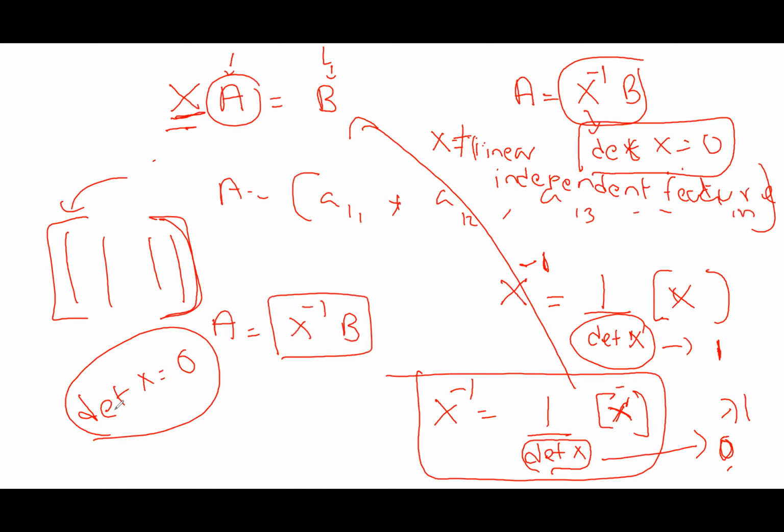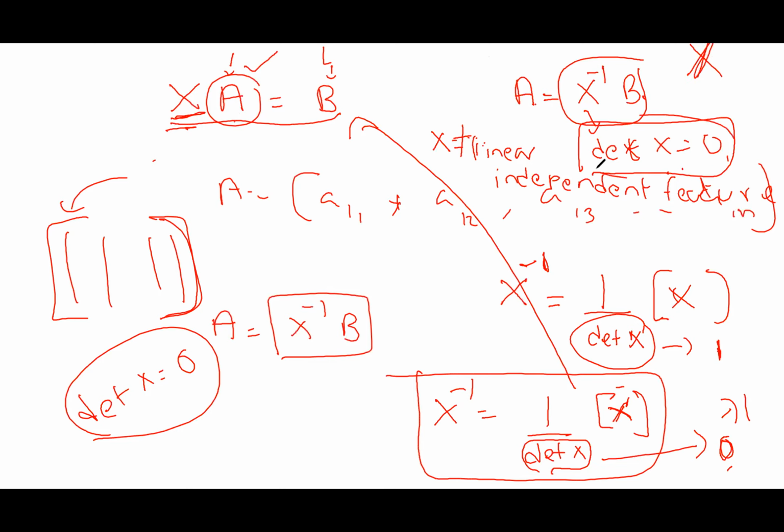Because we calculated the problem as X times A equals B. And now I want to calculate what A is. If it has a solution, then it should be A equals X inverse of B. But if determinant of X is 0, then this does not have a solution. There is no solution for this.